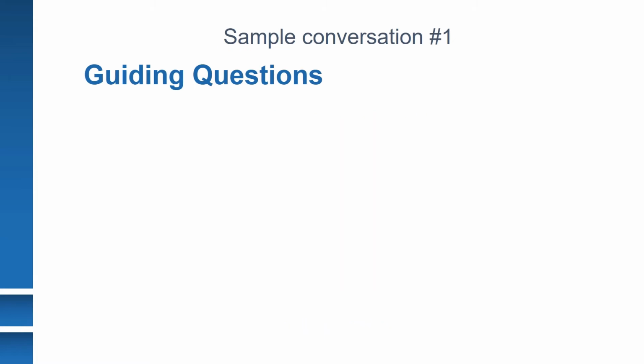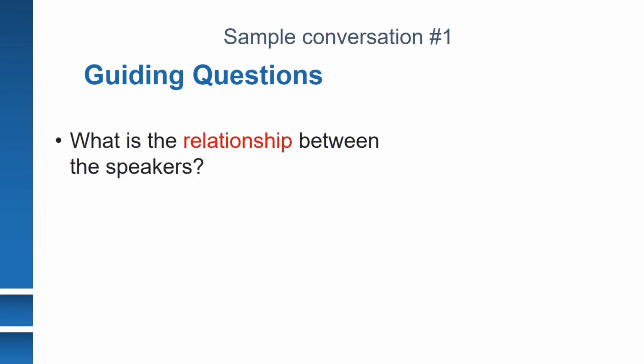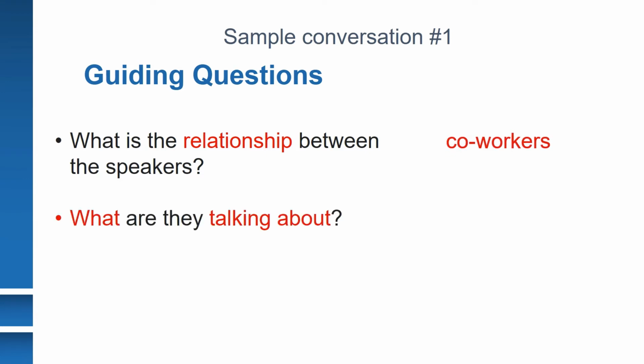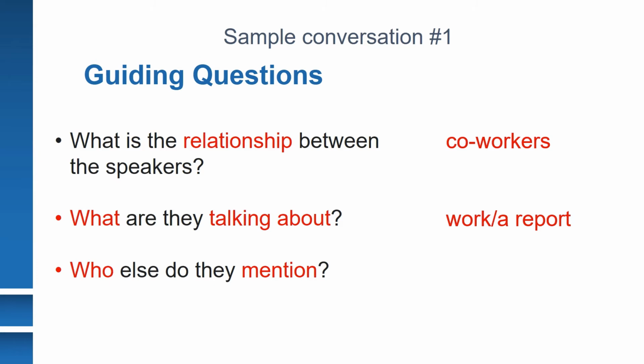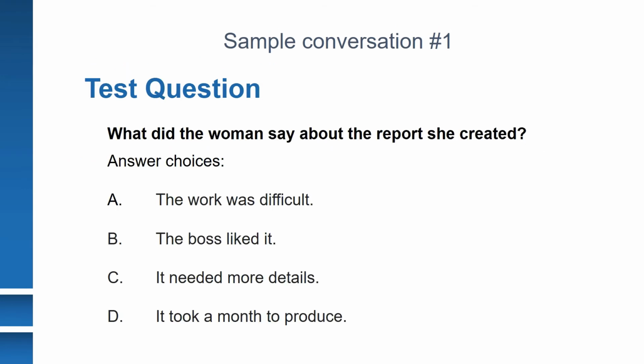Now that you've heard the conversation, let's answer those guiding questions. What is the relationship between the speakers? They're coworkers or colleagues. What are they talking about? They're talking about work, specifically about a report. And who else do they mention? They mention the director. Now let's see what an actual test question for this conversation would be.